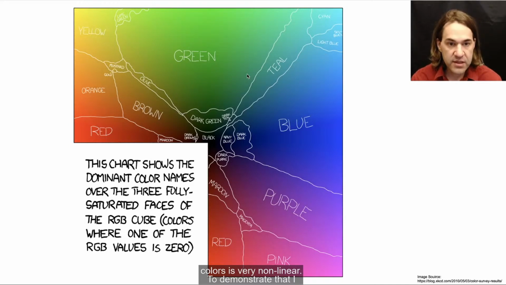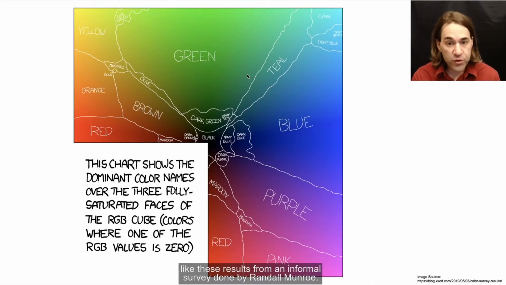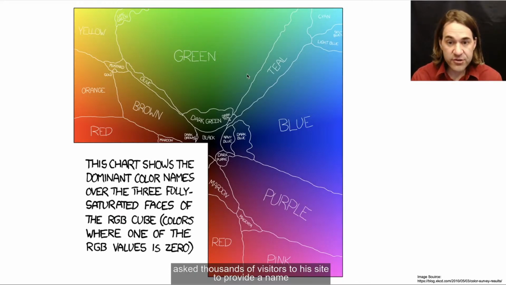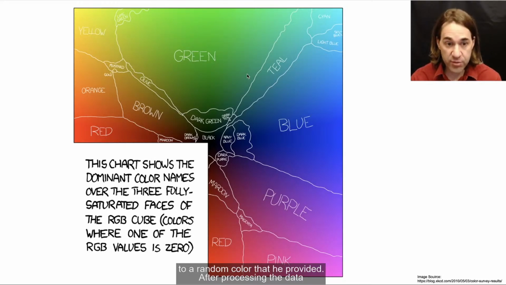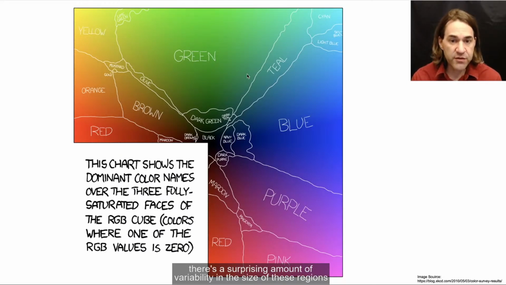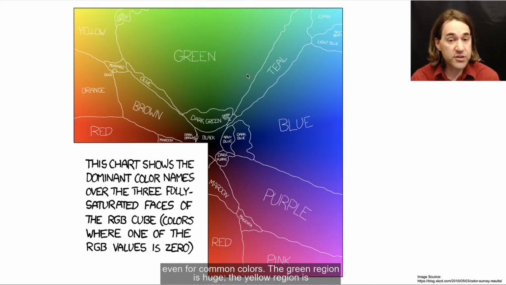To demonstrate that, I like these results from an informal survey done by Randall Munroe. Munroe, who is best known for his XKCD internet comic, asked thousands of visitors to his site to provide a name to a random color that he provided. After processing the data, Munroe divides the color cube into regions with the same common name, some of which are summarized here. As you can see, there's a surprising amount of variability in the size of these regions, even for common colors. The green region is huge, the yellow region is comparatively tiny.